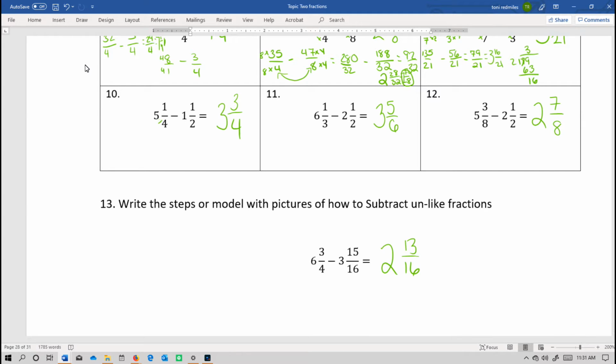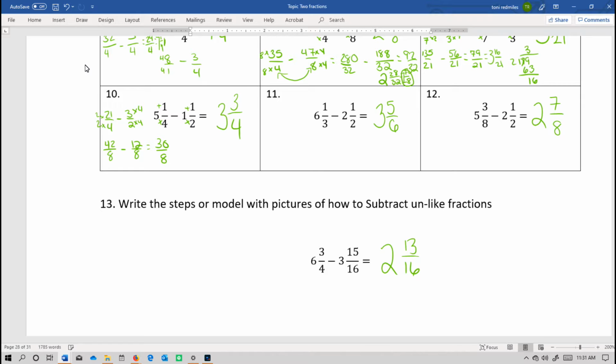First, we turn them into improper fractions. 21 over 4 minus 3 over 2. Multiply the denominators. Remember this video I'm doing where you get different ones than the ones that I've gotten on the answer key. All right, so I'm going to multiply this side by a 2, this side by a 4, and my new fractions are 42 and 12. If I subtract, that's going to give me 30 over 8.